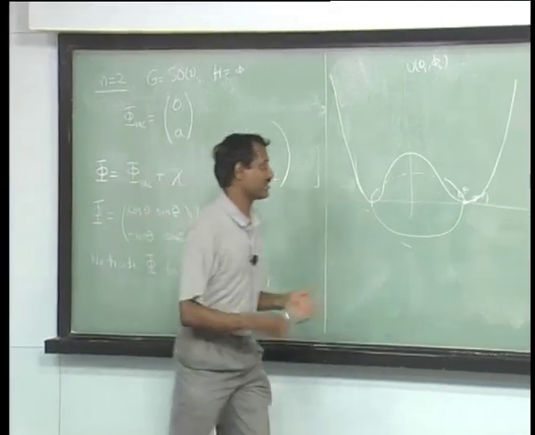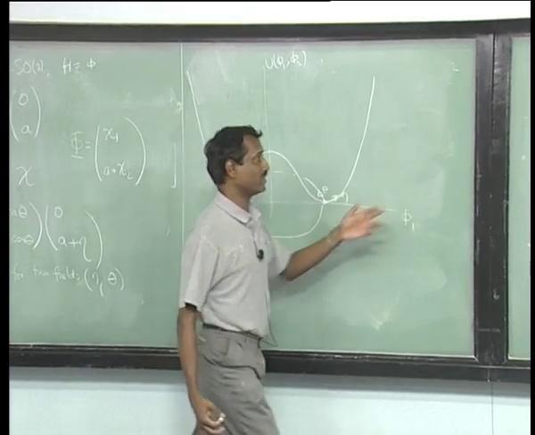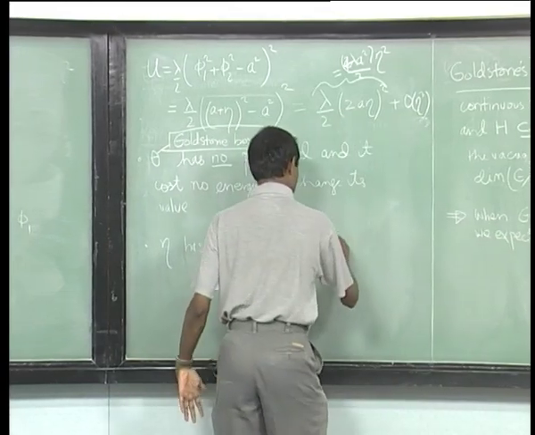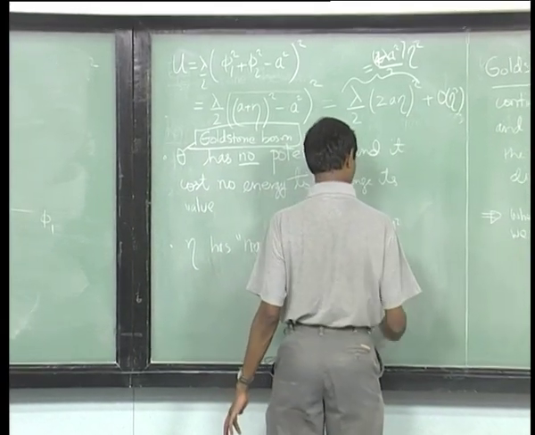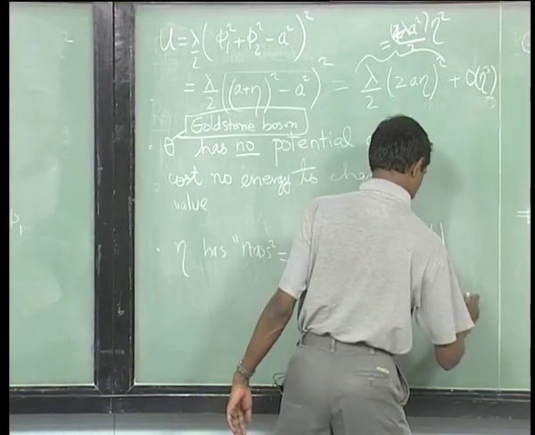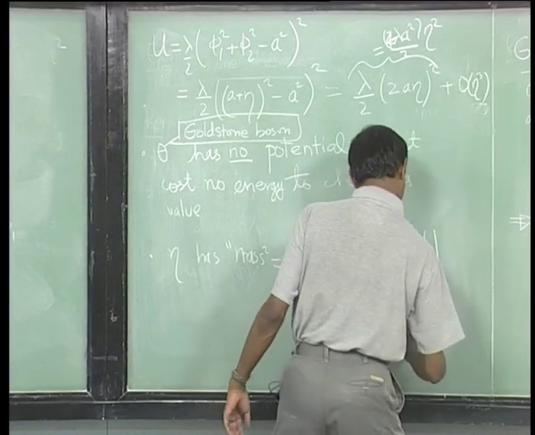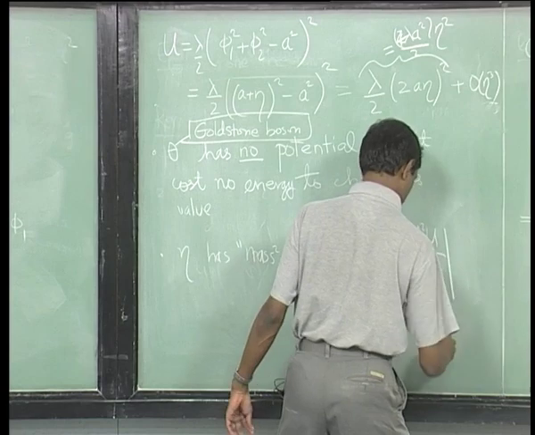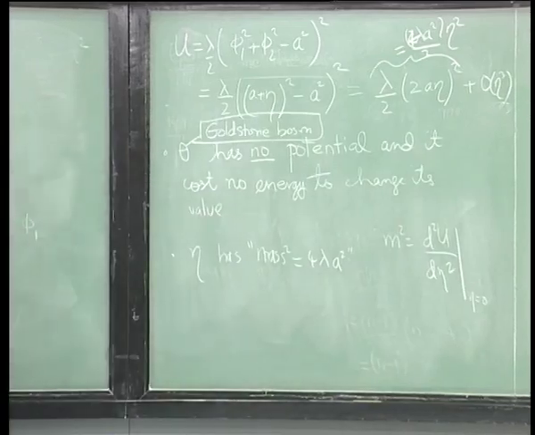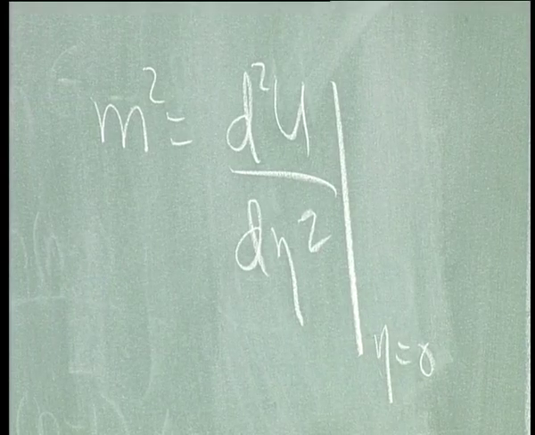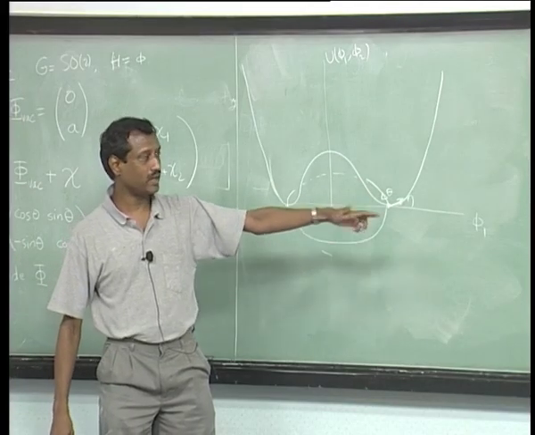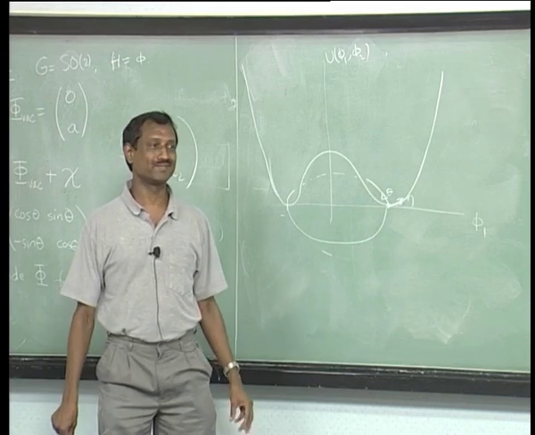And that harder kick is measured by the second derivative about this point. So, the mass square can be written as d square u by d eta square at eta equal to 0. Or I can rewrite it in terms of the original radial variable, phi 1 square plus phi 2 square as r square, d square u by d r square at r square equal to a square.